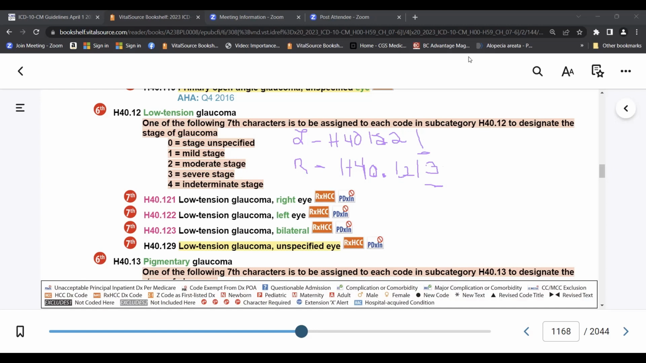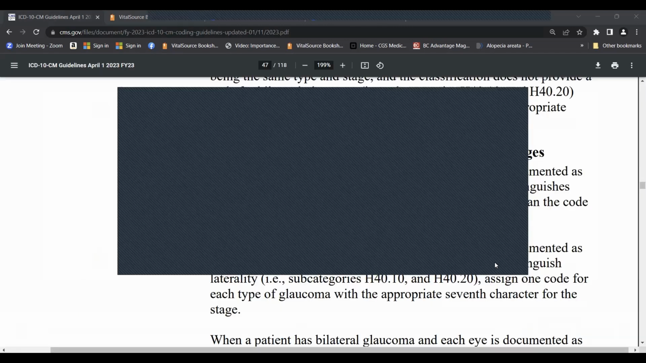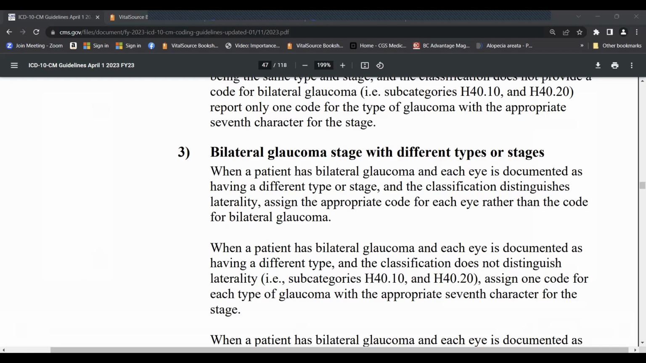Back to those guidelines. And I'm not sure if you're seeing black spots on the screen. If you are, it's just because I have to flip back and forth.